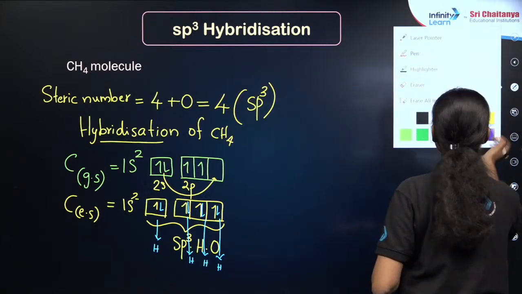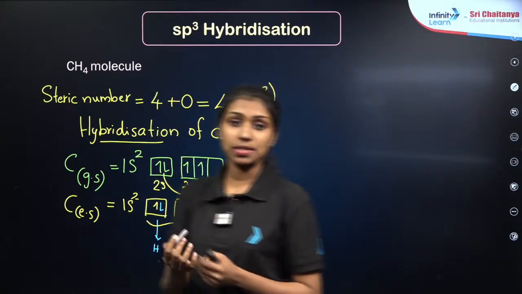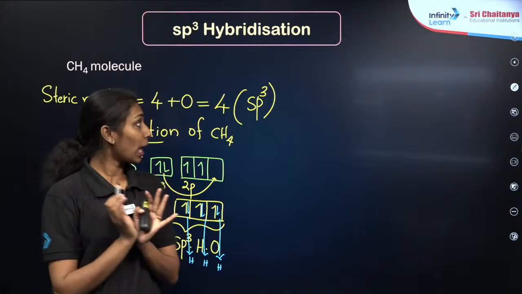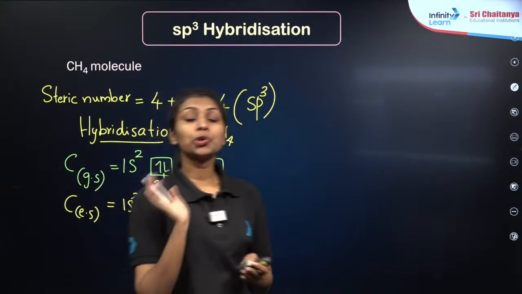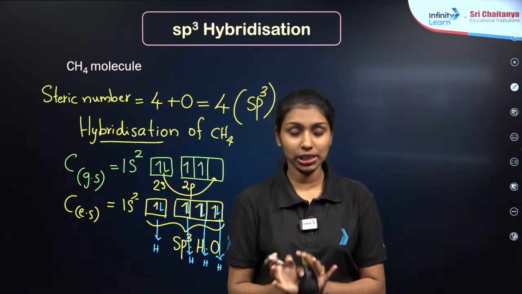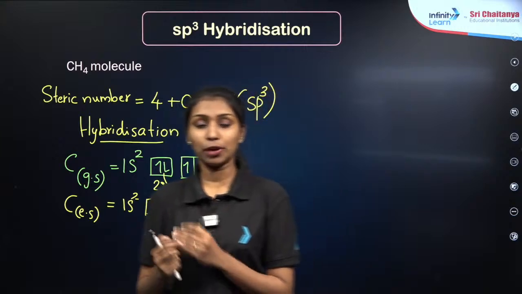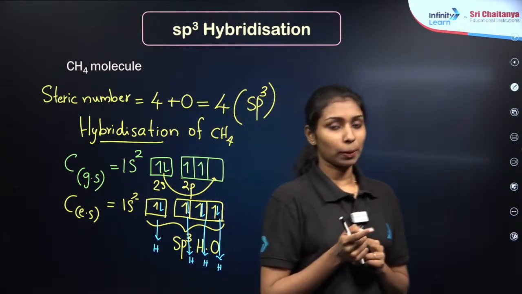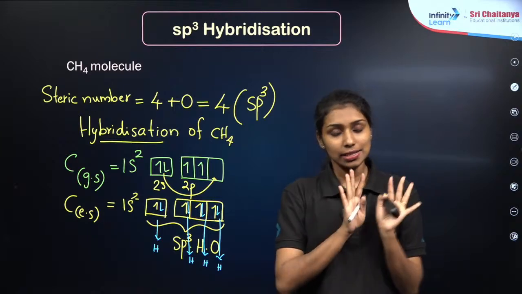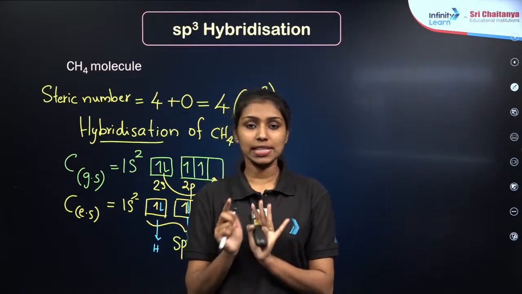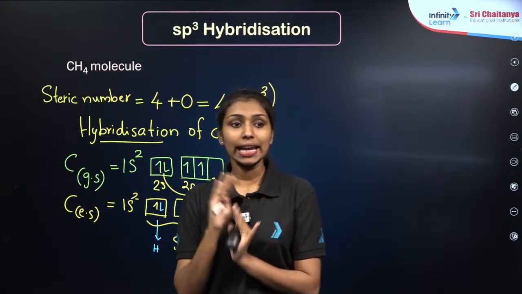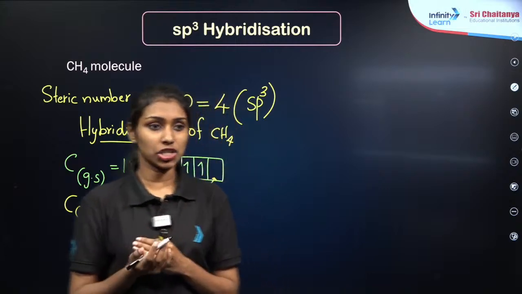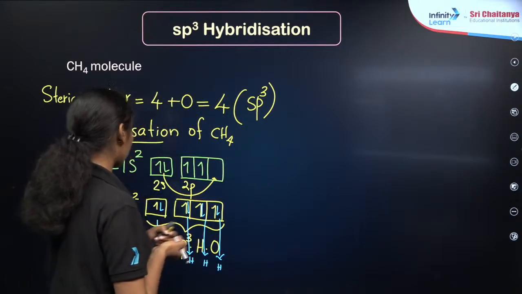Hybridization means the intermixing of orbitals of the same shape or equivalent energy to form new types of orbitals. The number of hybridized orbitals formed is the same as the number of atomic orbitals undergoing hybridization. Simply we can say that hybridization is the process in which many orbitals intermix, having the same energy. Clear?